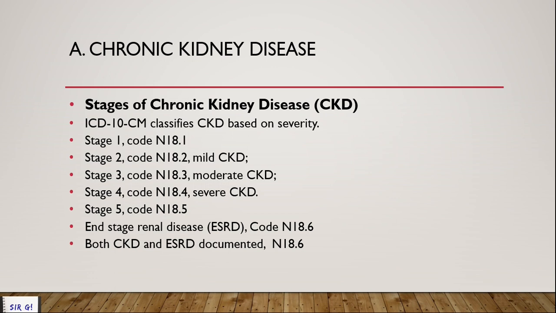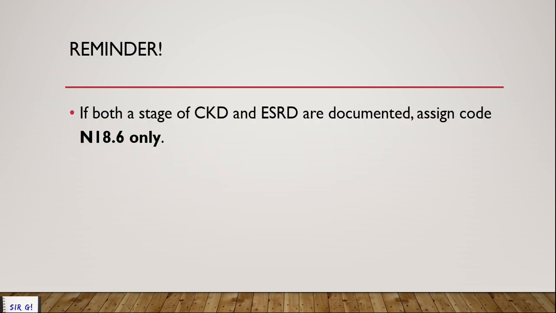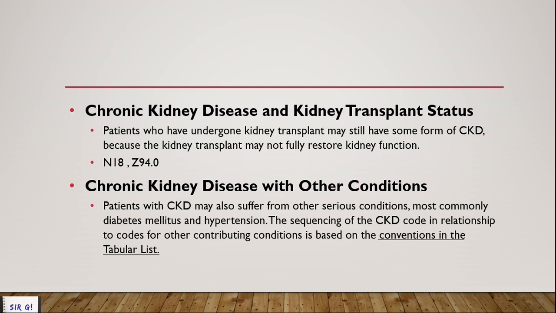Now, how would you know if the patient already suffered an ESRD? Okay, this is a common question in the exam. If it's already an ESRD, the patient already requires your dialysis. So that's why you also need to code, when you use your N18.6, you always need to code your dependence on dialysis. Okay? So reminder with this guideline, if both CKD and ESRD are documented, assign only the code for N18.6.